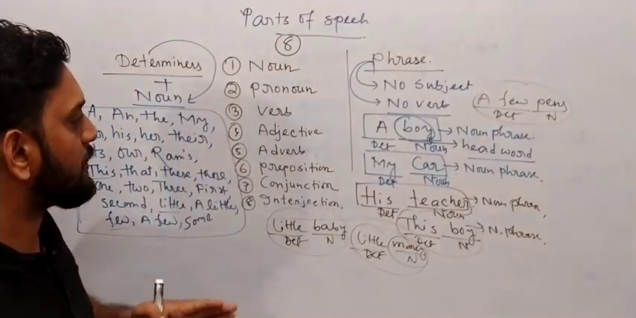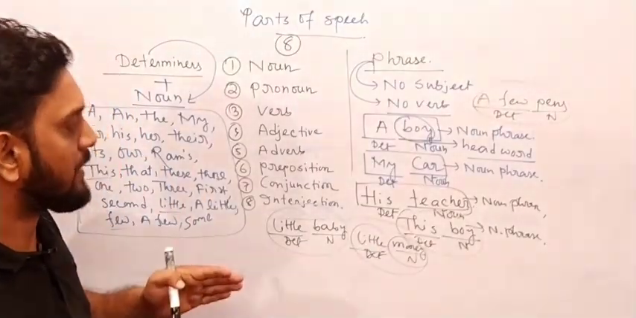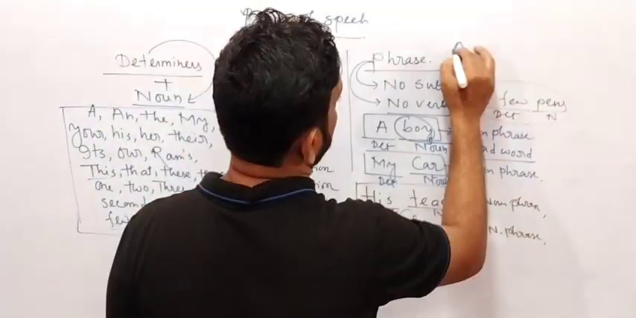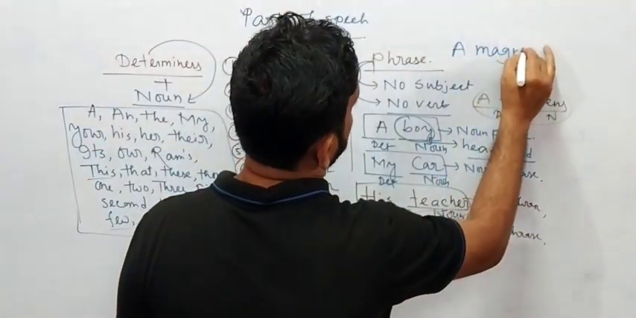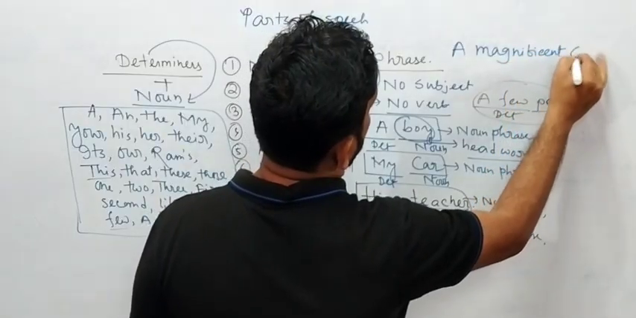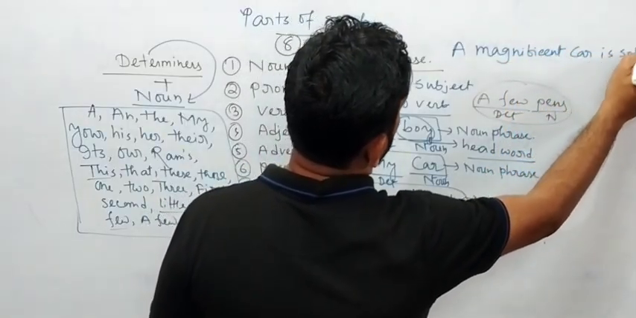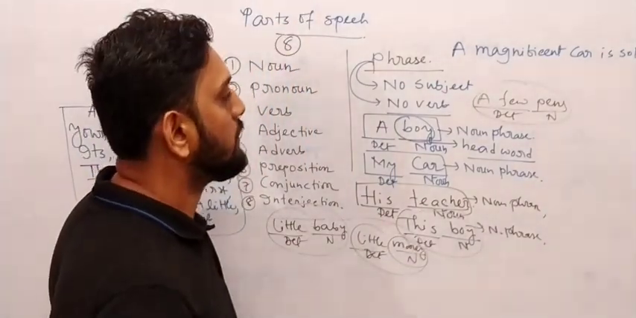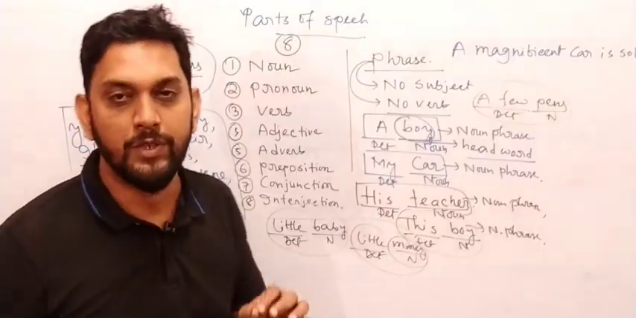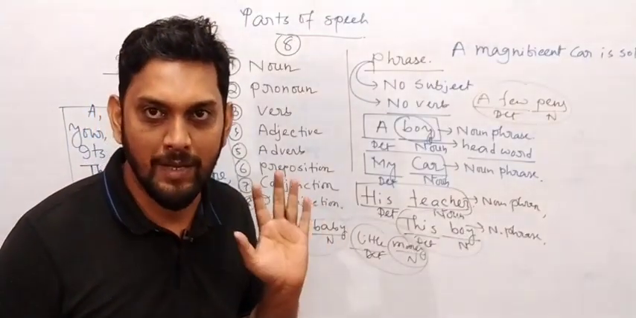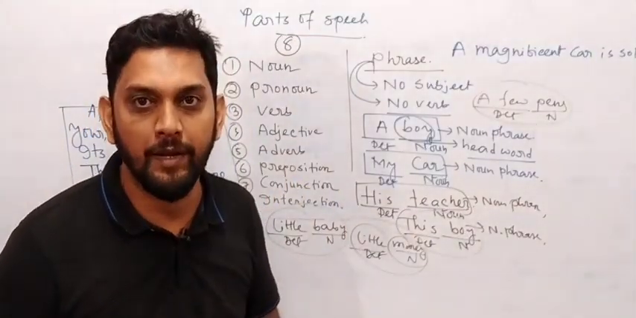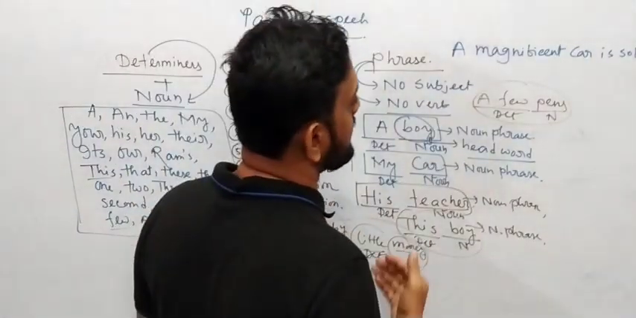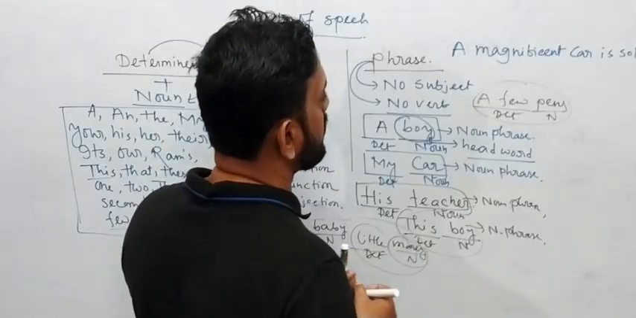Next, we understood the noun phrase, and a noun phrase can also be written like this. Write down: "A magnificent car is sold." Now if I ask you to find the noun phrase from this sentence, how can you find it? What is written over here? "A magnificent car is sold." Now how can you find the noun phrase?